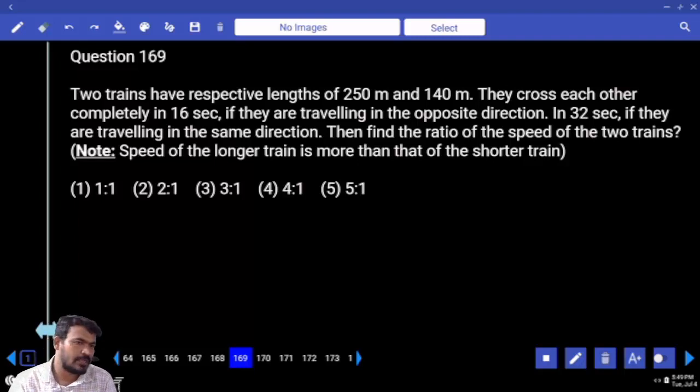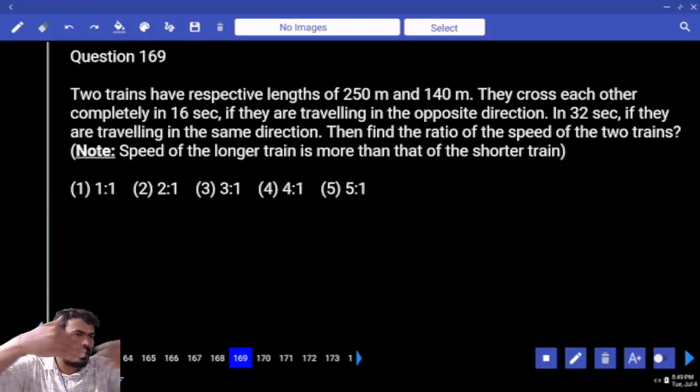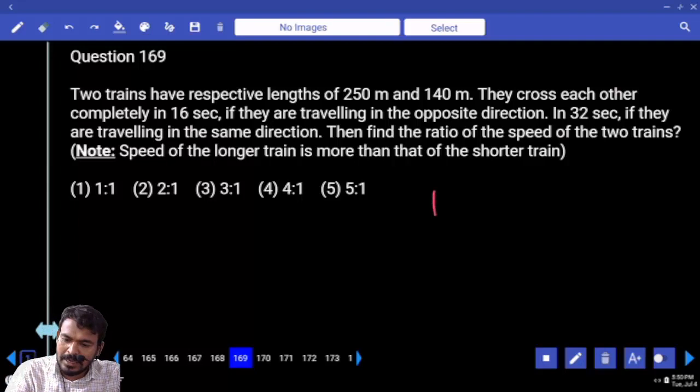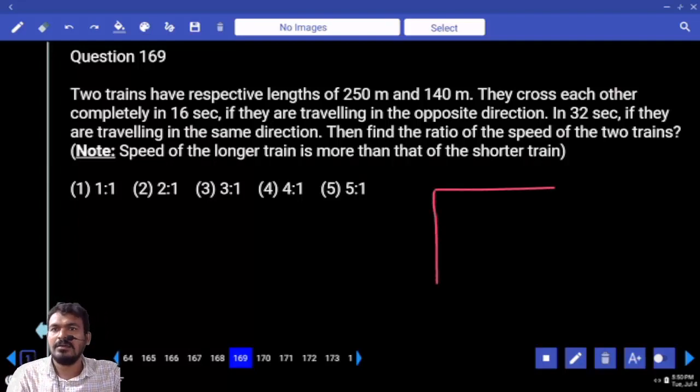Here, whether the two trains are moving in the opposite direction or the same direction, will the distance be the same or different? Same distance. In the opposite direction, what is the total distance? Length of the first train plus length of the second train. In the same direction also, the total distance is the length of the first train plus the length of the second train. So in either case the distance is constant, and when distance is constant, time and speed are always inversely proportional.